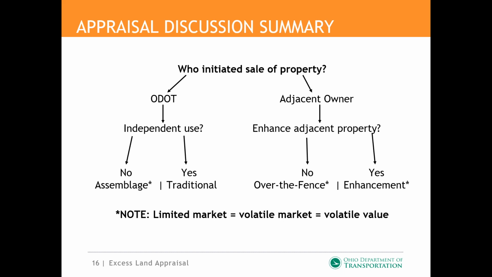You also could have an adjacent property owner, and I don't have a little dash line over, but you could have an adjacent property owner that requests sale of a property that does have an independent use, and then you would want to look at the traditional value as well. And once again, ODOT is a prudent seller, so we would look at whichever of these approaches creates the greatest value.